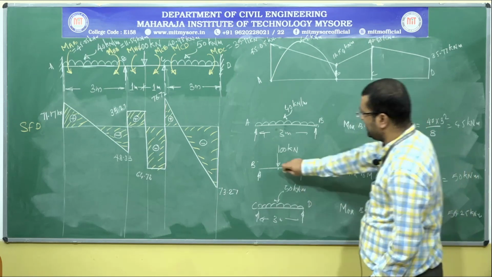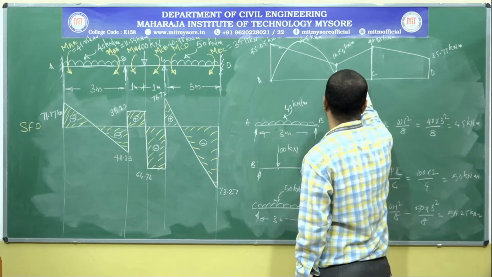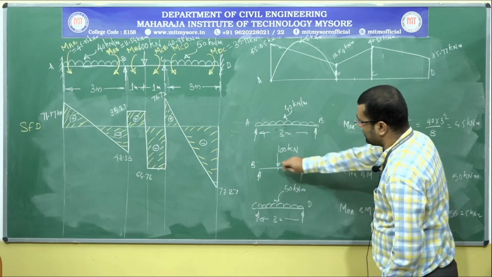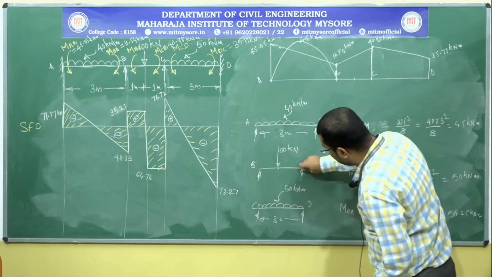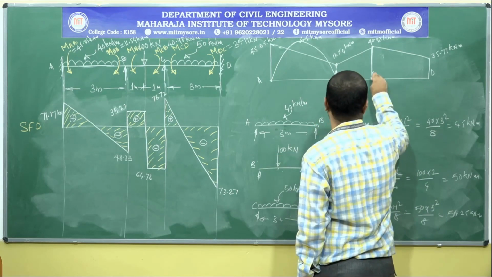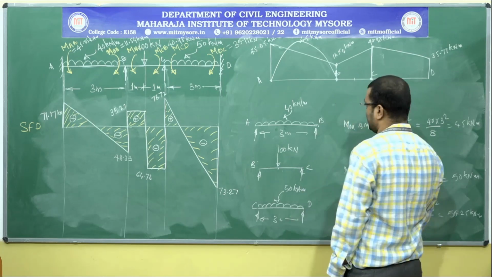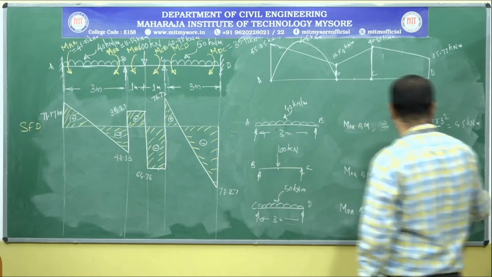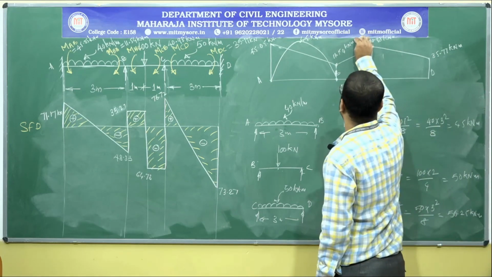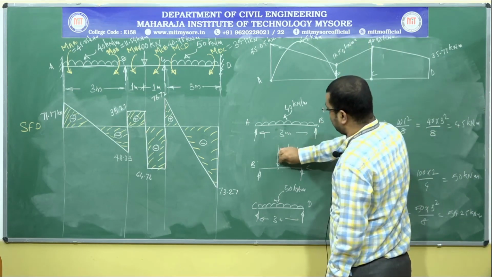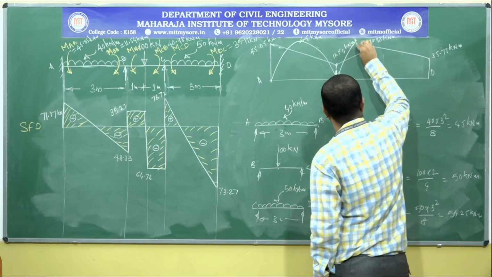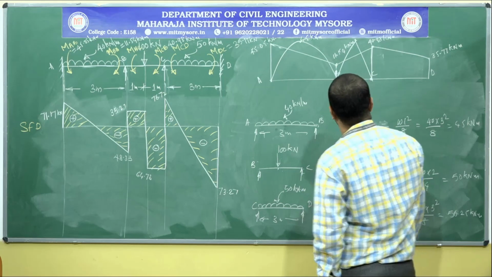And here for the BC span, the maximum bending moment will occur exactly under the concentrated load, and B and C, these two supports are simply supported. So it means the end moments will be 0, and under the concentrated load we have a maximum of 50 kilonewton meter. So that will be somewhere here. As the load is concentrated, the variation will be linear, right?